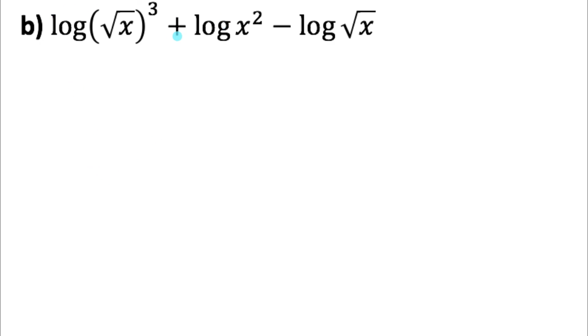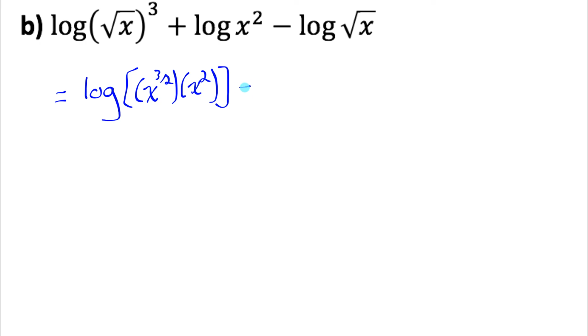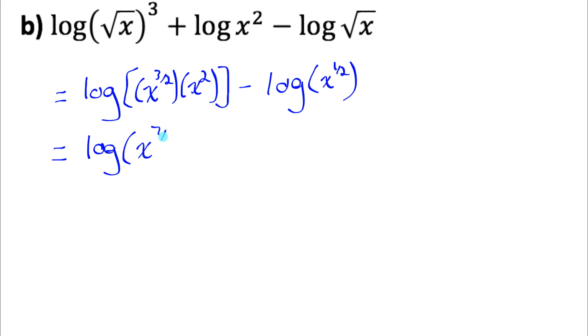The first 2 logs are being added, so I could write those as a single logarithm by multiplying their arguments. And this square root of x cubed, that's the same as x to the 3 over 2. And that needs to be multiplied by x squared. And I'll deal with this log of root x. I'll write that as x to the half. So this first logarithm I wrote, I could multiply these powers of x together by adding their exponents. 3 over 2 plus 4 over 2 is 7 over 2. So I have log of x to the 7 over 2 minus log of x to the half.